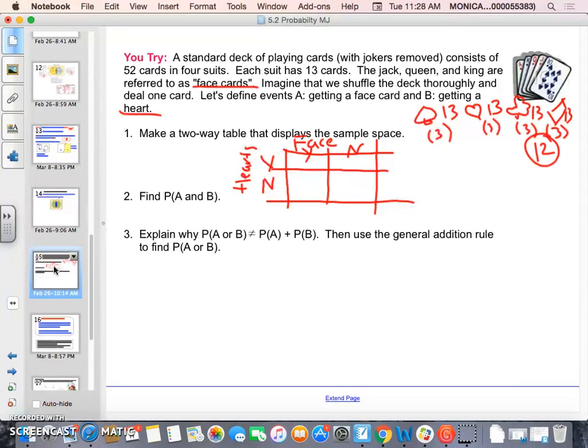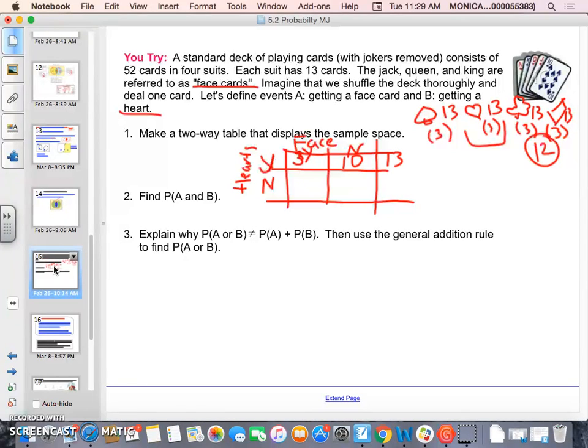So what is the event that you could have a heart and a face card? Well, if we look over here at this diagram, 3 out of the times you're going to have a heart and a face card. So what's left with having just a heart but no face cards? Well, 13 minus 3 is 10. So that leaves a total of times that you can get hearts.